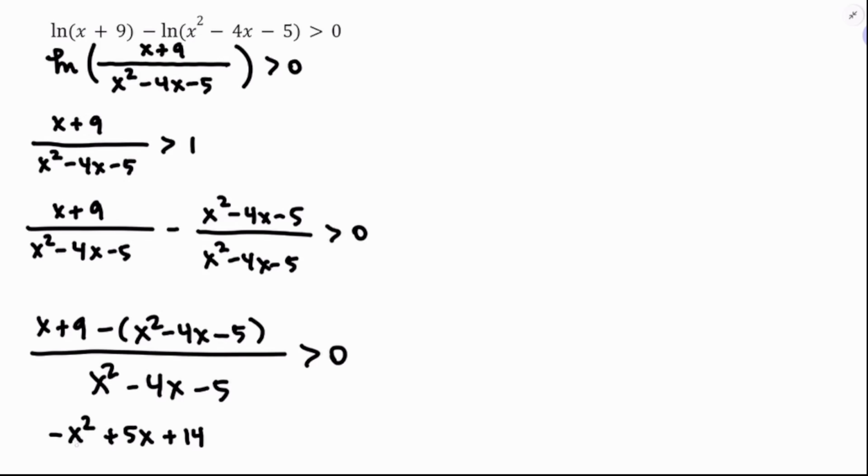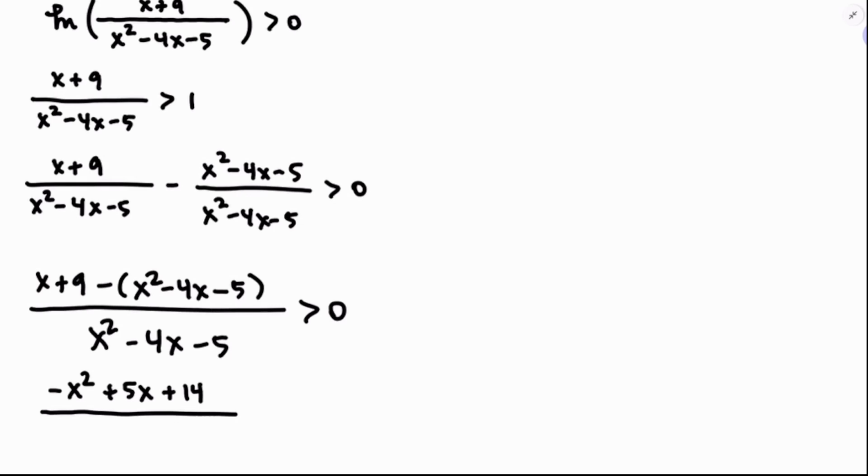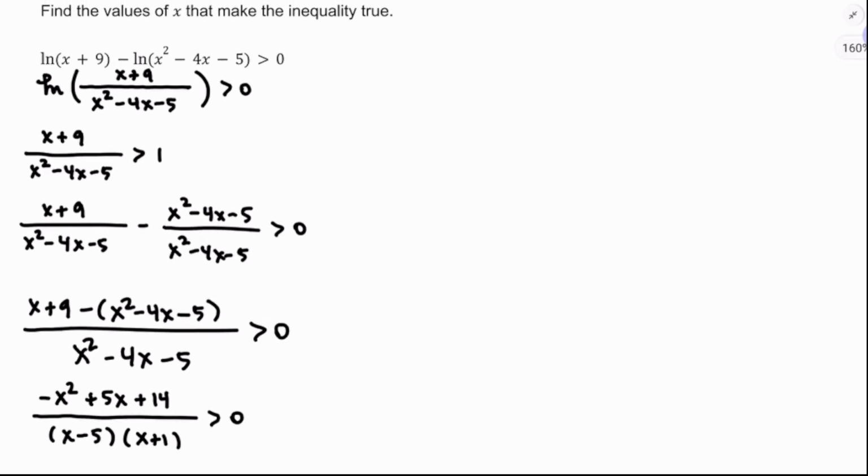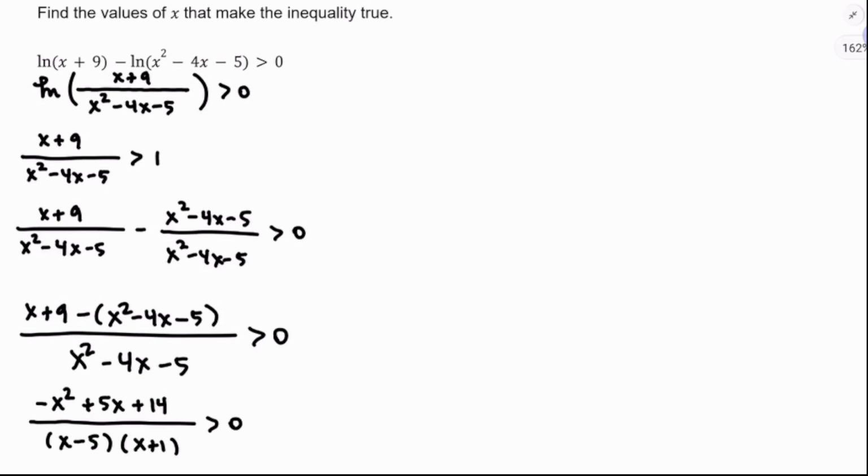Okay, yeah, that's going to be factorable. Over, and now I'm kind of running out of room here, x squared minus 4x minus 5. I'm going to factor that one now. x minus 5, x plus 1. And we're interested in where that's positive. We're getting close to an answer.